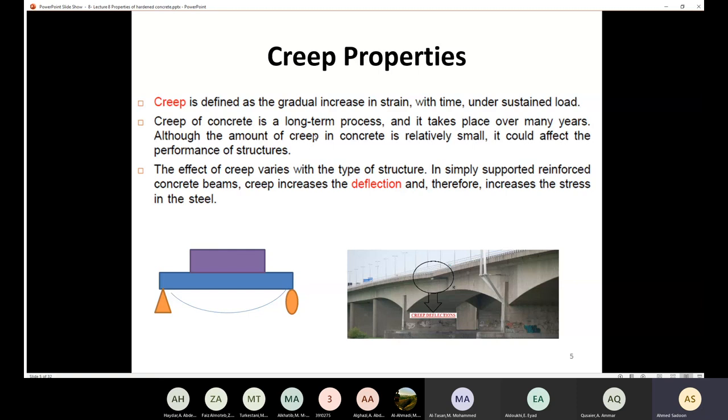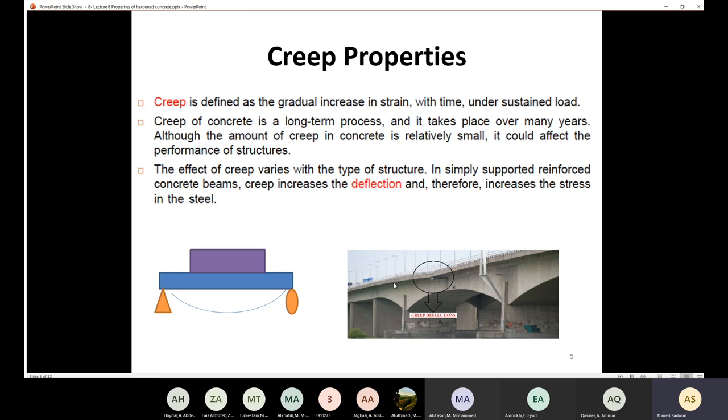Although the amount of creep in concrete is relatively small, it could affect the performance of the concrete or the structure. The effect of the creep varies with the type of the structure. In simply supported reinforced concrete beams like this one, creep increases the deflection and therefore increases the stress in the steel. So if you have a simply supported beam, and creep took place, then that is going to increase the deflection. And if the deflection increases, then the stress is going to increase as well.